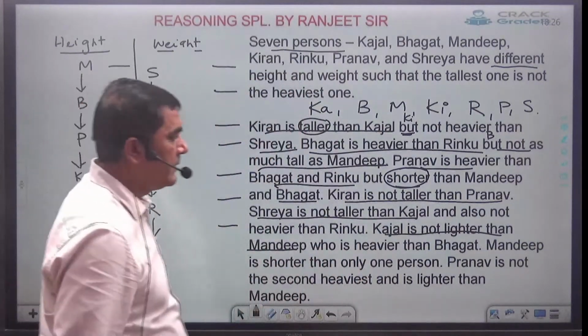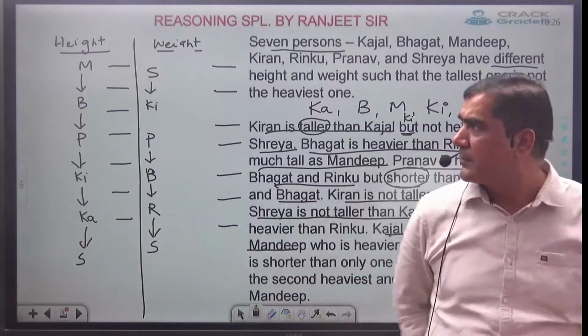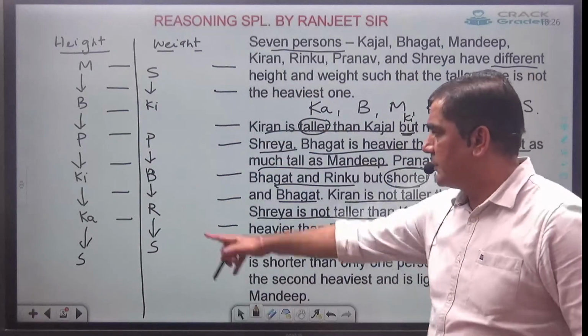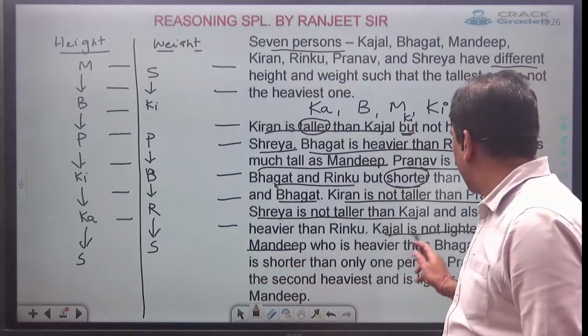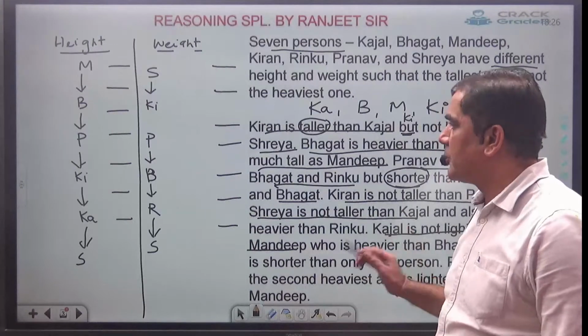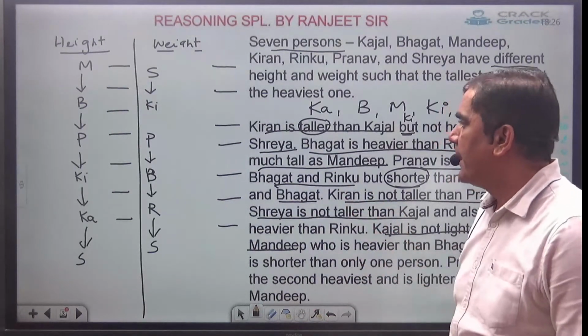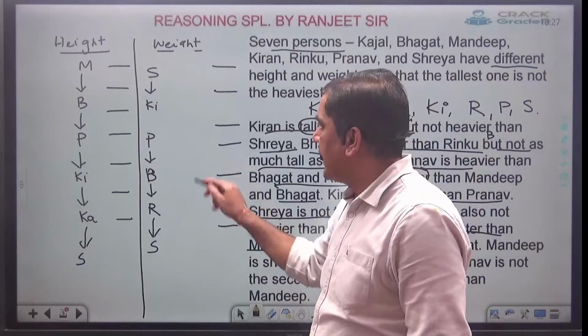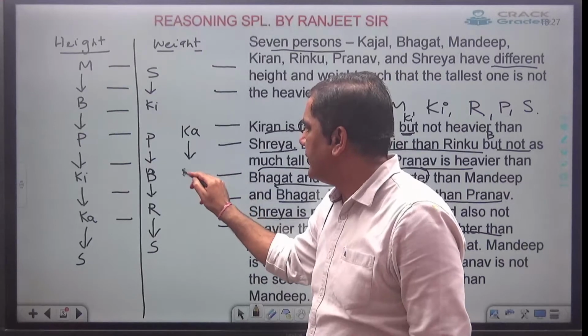Wait. Kajal is not lighter than Mandeep. Okay, height, sorry. Here I have to see. Kajal is not lighter than Mandeep means what? Kajal should be heavier than Mandeep, which means Kajal should be above Mandeep. So what I will say again, Kajal should be above Mandeep.